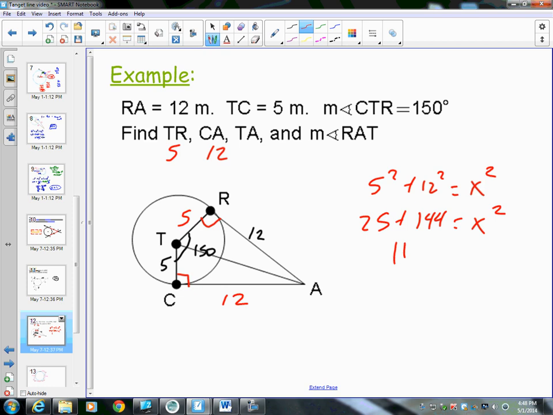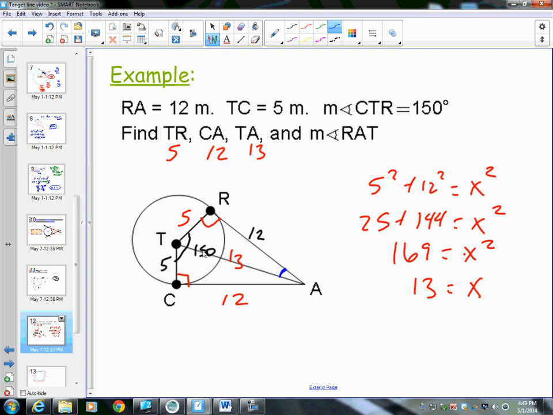25 plus 144 is 169. It's equal to x squared. To get rid of the squared, we take the square root. So x is equal to the square root of 169, which gives us 13. So TA is 13. This next part, the measure of angle RAT. This is what we're trying to find right here.